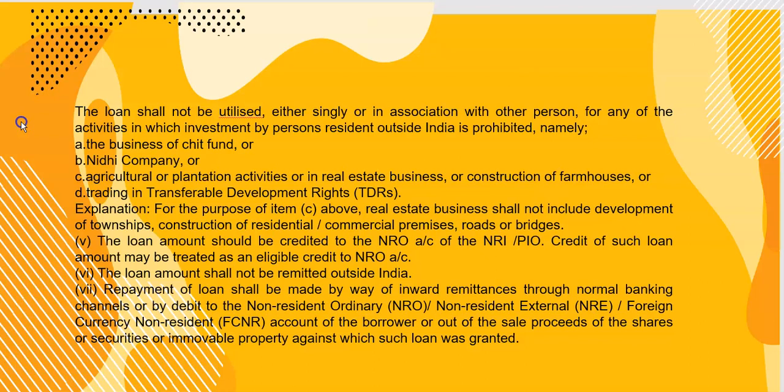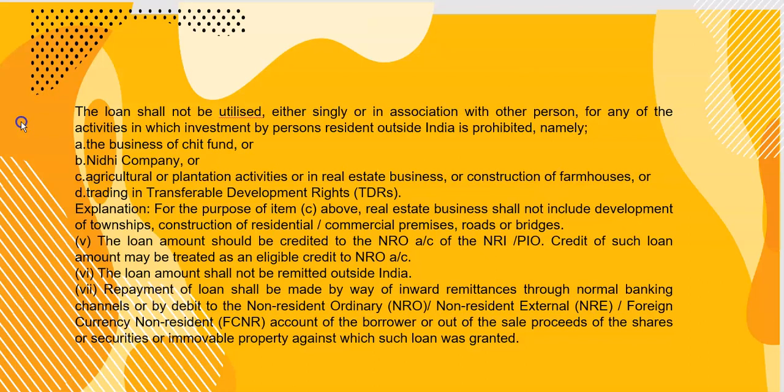The loan shall not be utilized, either singly or in association with other persons, for any of the activities in which investment by a person resident outside India is prohibited, namely the business of chit fund, Nidhi company, agriculture, plantation activities, real estate business, construction of farmhouses, and trading in transferable development rights, TDRs, right? The above real estate business shall not include development of townships, construction of residential or commercial premises, roads or bridges.